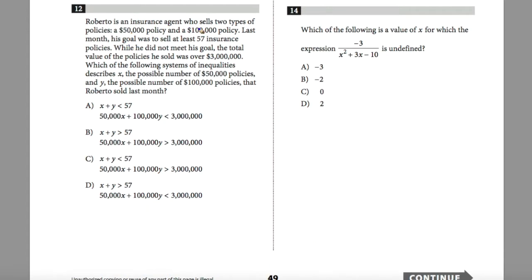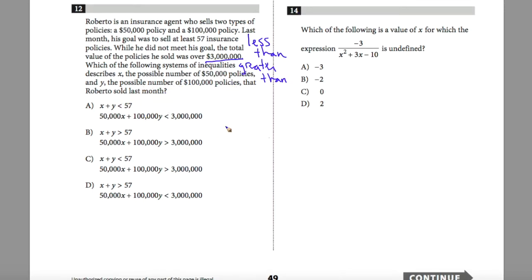Roberto is an insurance agent who sells 2 types of policies, a $50,000 policy and a $100,000 policy. Last month, his goal was to sell at least 57 insurance policies. While he did not meet his goal, so less than, the total value of the policies he sold was over $3 million, so that means greater than. So the less than should be correlated to the 57, and the greater than should be correlated to the 3 million. Which of the following systems of inequalities describes X, the possible number of $50,000 policies, and Y, the possible number of $100,000 policies that Roberto sold last month?